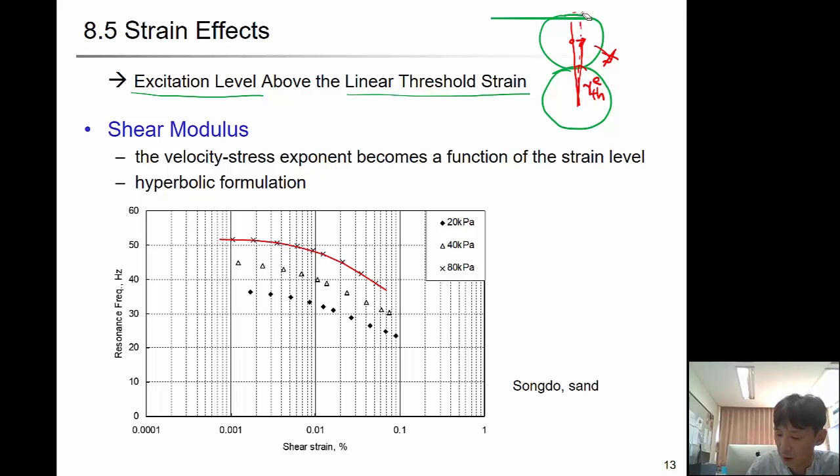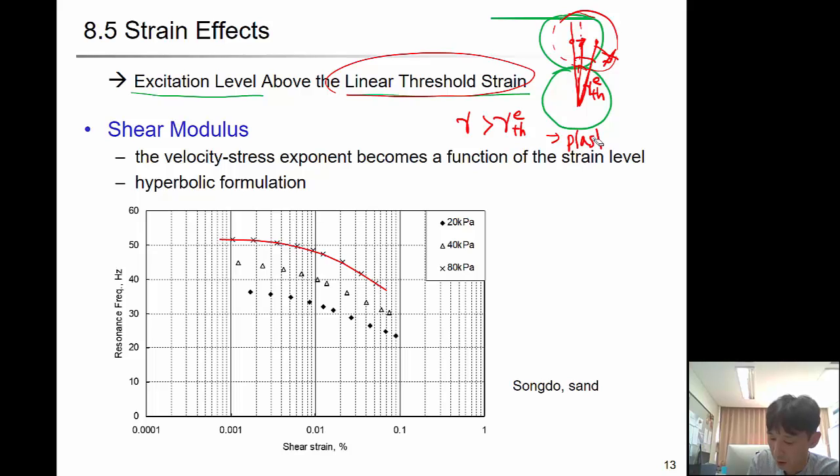Or if you can go more than that, if you can move this much, this will be the shear strain that these two particles can recover to their original position. And that's the concept of the linear threshold strain. If the strain is bigger than this threshold strain, it will cause some permanent deformation. It's called plastic deformation. So as you have plastic deformation in soil, the soil gets softened. Okay?